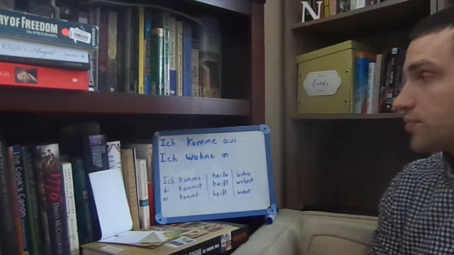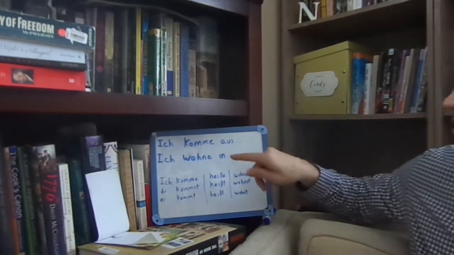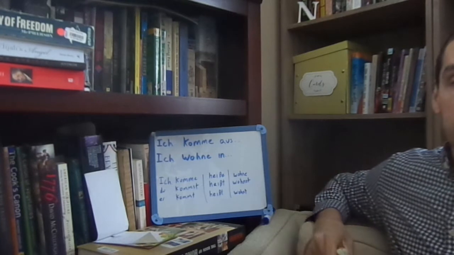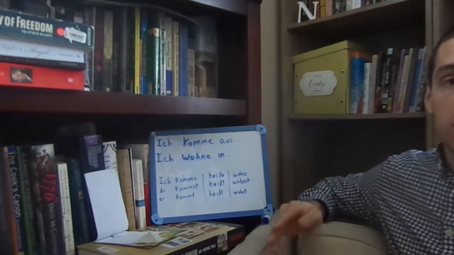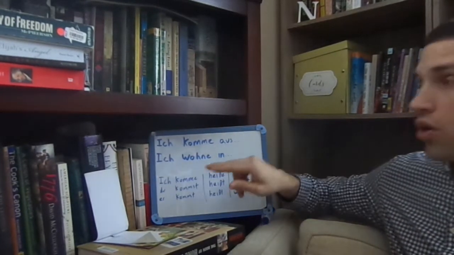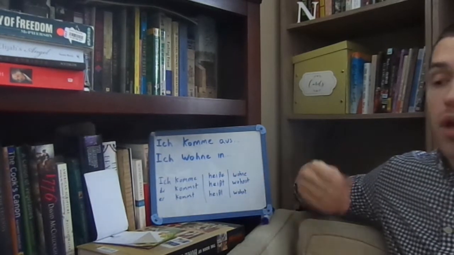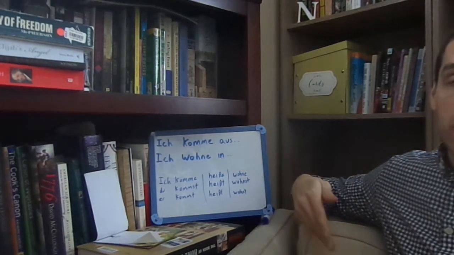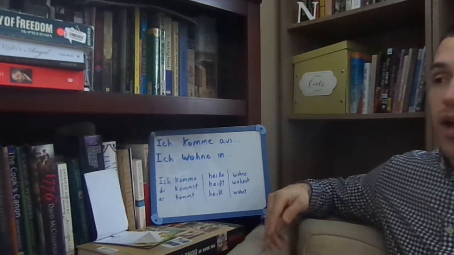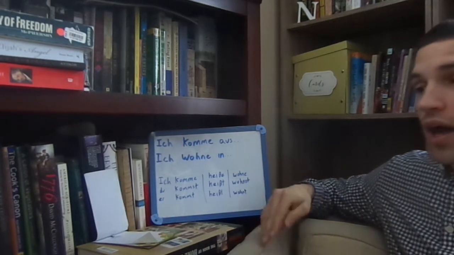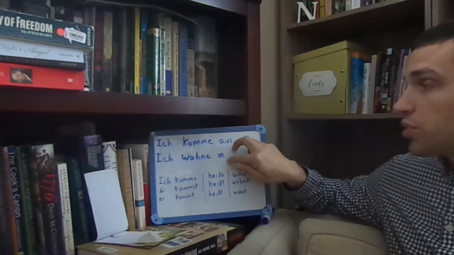One, and let me turn you over to the whiteboard here, is the prepositions, aus and in. What I find is a lot of times students forget to use them and just say, ich komme Amerika, or ich wohne Detroit. You want to be careful, because if you think about English to make a comparison there, we would say, I come from America. I live in Detroit. We want to add those two prepositions.